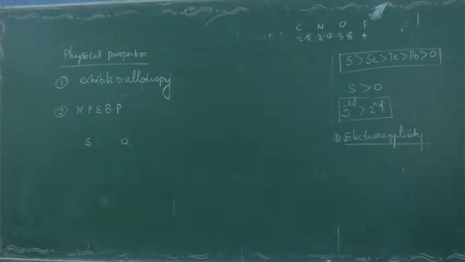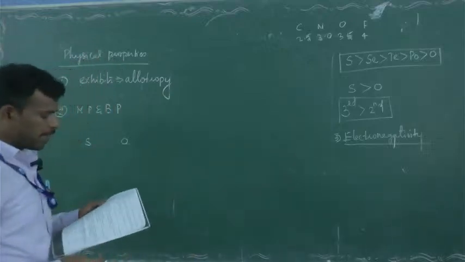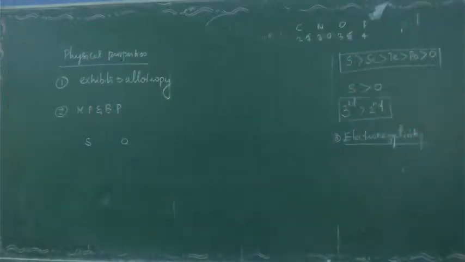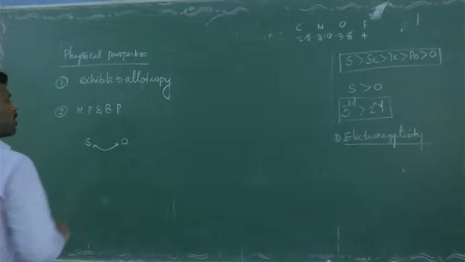We don't need to remember the data. Down the group, molecular mass and atomic mass increase, so melting and boiling point will increase. For example, the large difference in melting and boiling points of oxygen and sulfur. The difference is going to be more between oxygen and sulfur.